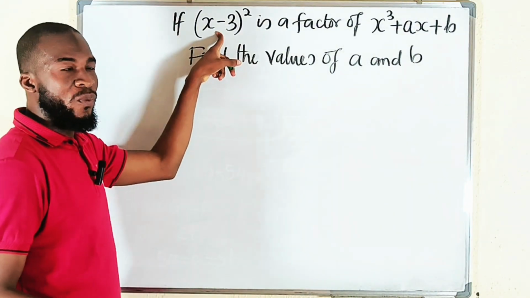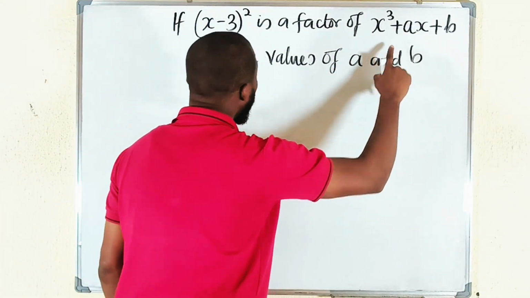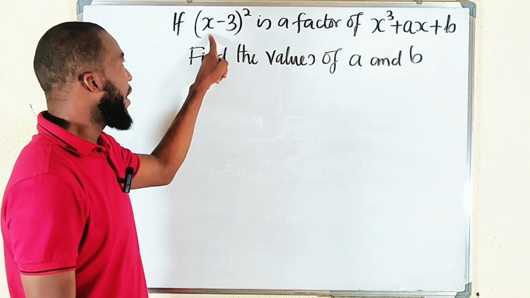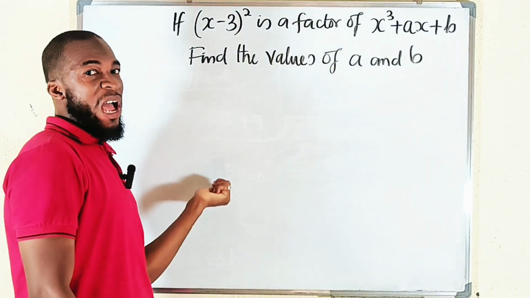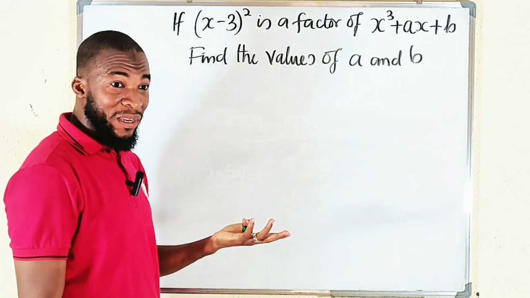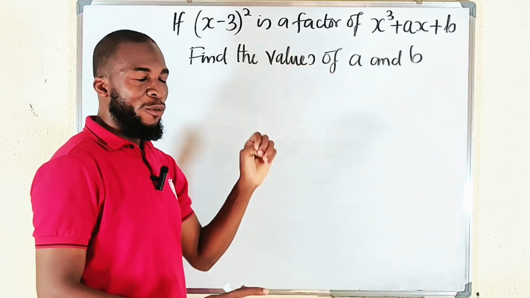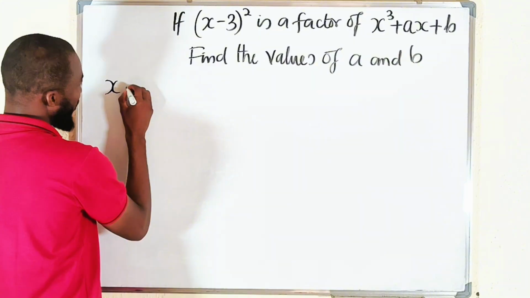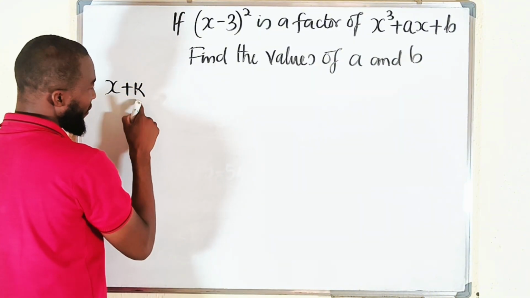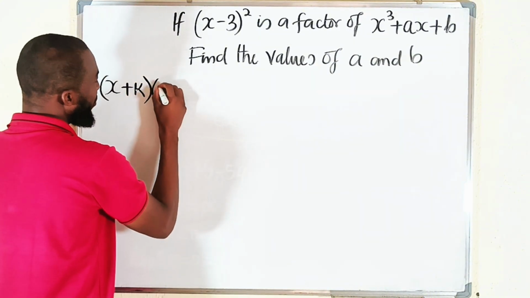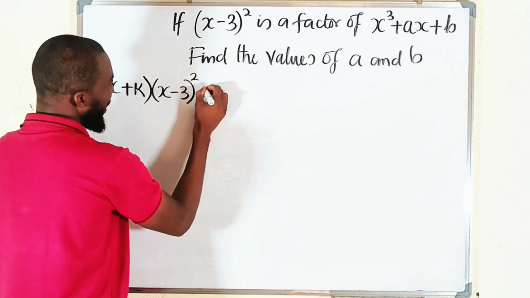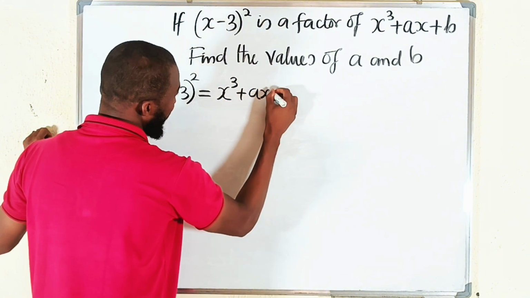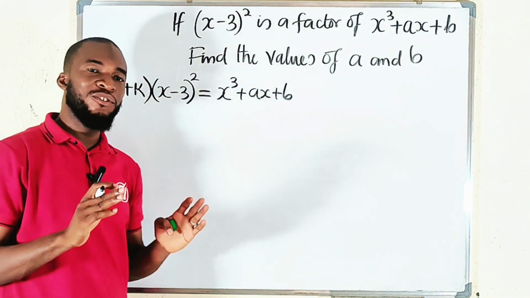If this is a factor of this, then it means that this has 3 factors, because this is a repeated factor, right? x minus 3 times x minus 3. We should have another factor, x plus something, which together will give us this. So I'm going to introduce that factor. Maybe x plus k, where k is a constant number, then we multiply by this x minus 3 to the power of 2, then this will automatically give us x to the power of 3 plus ax plus b. That is what we have to do.